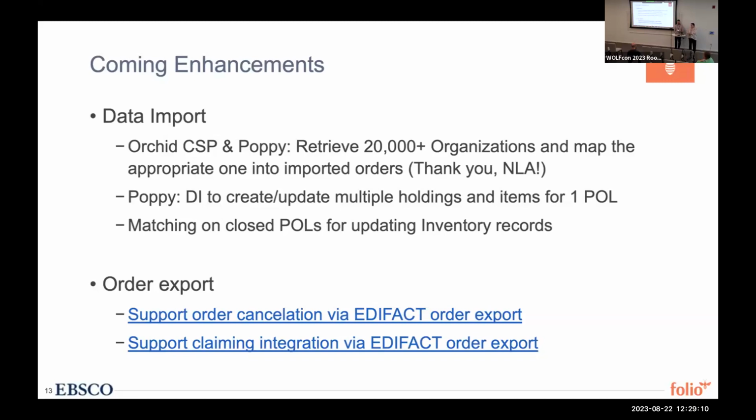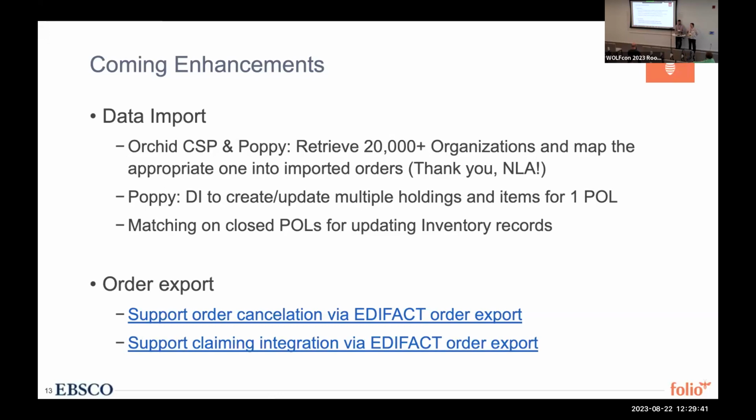We are also releasing as of Poppy a way to create or update multiple holdings and items for one purchase order line or one MARC Bibliographic record. So if you order 6 copies, 2 for main, 4 for remote storage, you'll be able to create 2 holdings and 6 items.